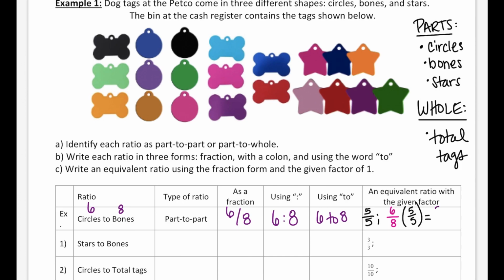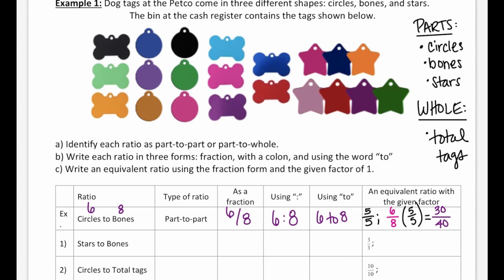So 6 times 5 is 30, 8 times 5 is 40. So if there were 5 times as many circles and bones, to keep an equivalent ratio, there would have to be 30 circles and 40 bones. Simple enough. Why don't you try number 1 on your own?